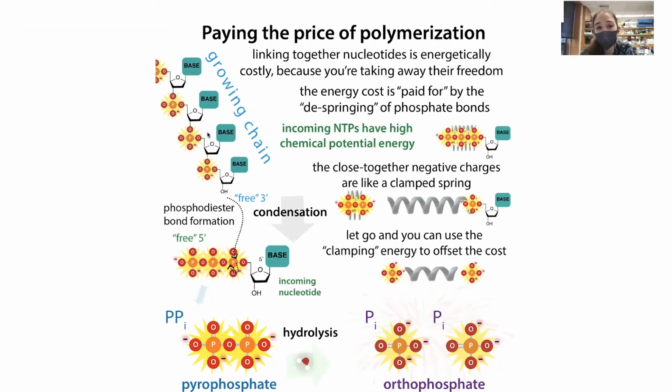When you're talking about piecing together these nucleotides, they have the phosphates already. The 3 prime OH is going to attack the 5 prime phosphate. This is going to provide the energy needed to get this reaction to be favorable, and this is done with the help of a polymerase.